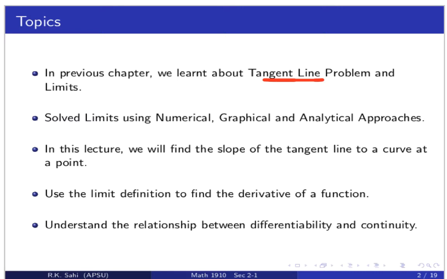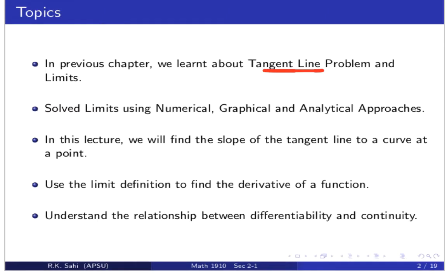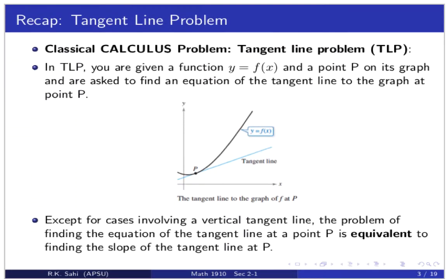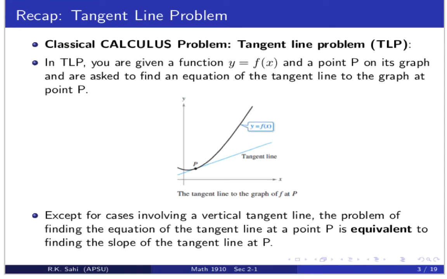So a little recap for our tangent line problem. This is the classic calculus problem: given a function and a point, and this function can be any function like a curve. If it's a straight line, awesome, we know how to find the equation of that line. But if this function is a curve, then the main question in calculus was, how do we find the equation of the tangent line to the graph at a point, say, P?